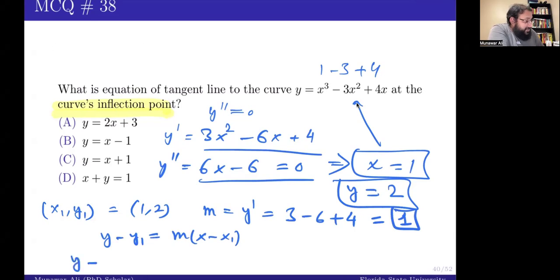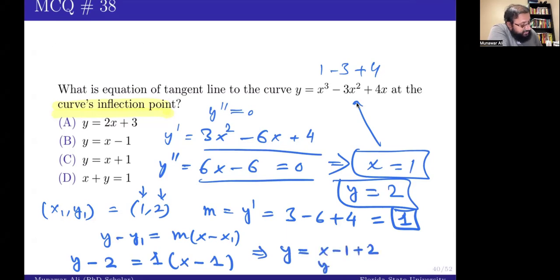So y minus y1 is y minus 2. m is 1. x minus x1 is x minus 1. You can see here, this is x1 and this is y1. So what does this give? y is equal to x minus 1 plus 2. So y is equal to x plus 1, which is this one. So after the basic ideas, everything else is just simplification.